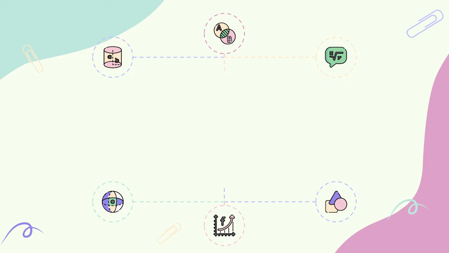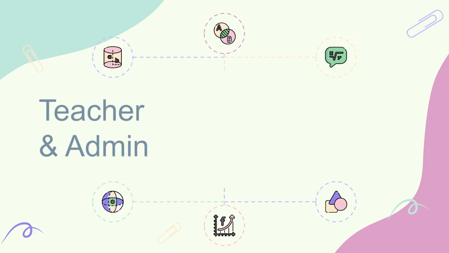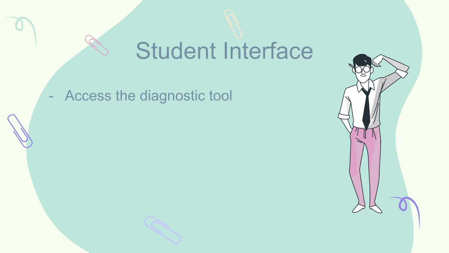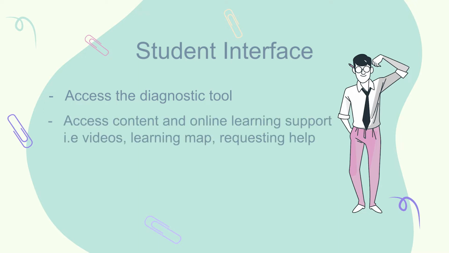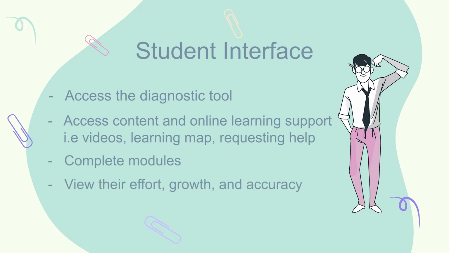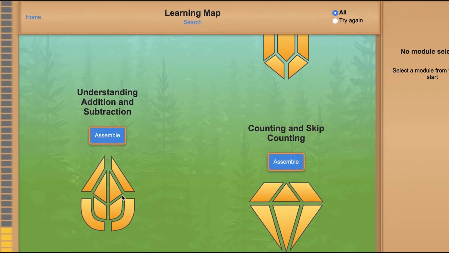There are 2 distinctly different interfaces of Maths Pathway. There is the teacher and admin interface and the student interface. First, we will look at the student interface. The student interface is where they will access the diagnostic tool, access content and online learning support, complete modules, and view their effort, growth, and accuracy. The modules are accessed through the learning map.